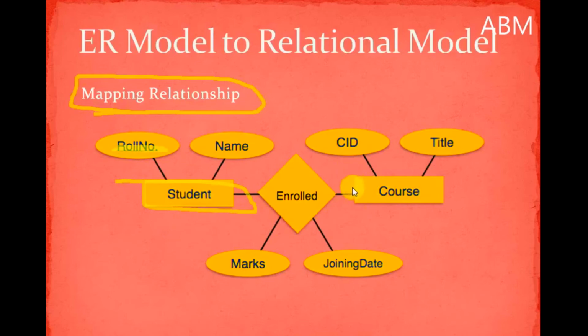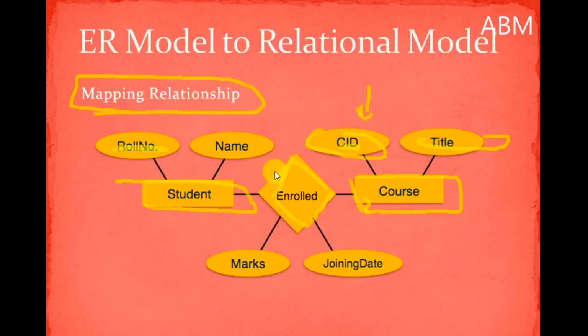And the second entity is the course. It has its course ID and title. This course ID is not underlined, but in this pictorial format, the course ID will be its primary key. And the diamond sign shows that it has a relation.